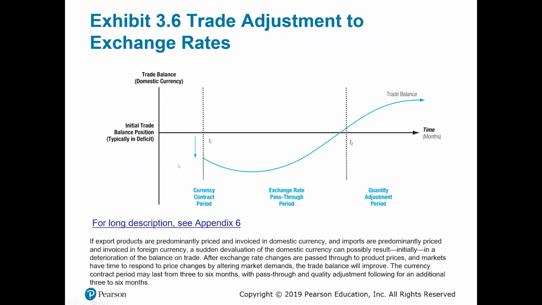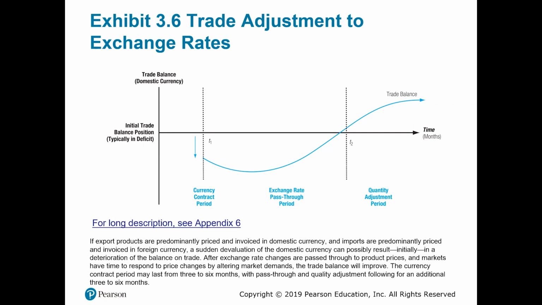Remember, it is not like a straight J, but it's this curve that looks close to J. So, for example, let's assume that there is a trade deficit in a country initially. Okay, so above this line, there is trade balance, and below this line, there is trade deficit. So suppose in period T1, the country has trade deficit, and it is currently operating at this stage.